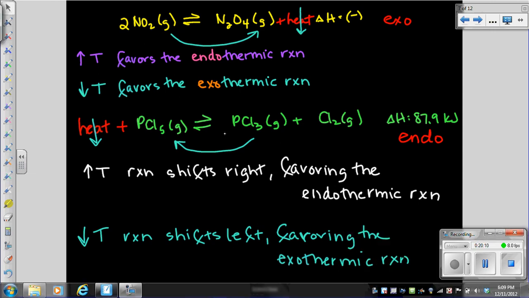Okay, so what's really happening here, the way that we write it, is the reaction is shifting to either make more or consume what's added or what is taken away. So if you add something, it's shifting in a direction to consume it. If you take it away, it's shifting in a direction to produce it.